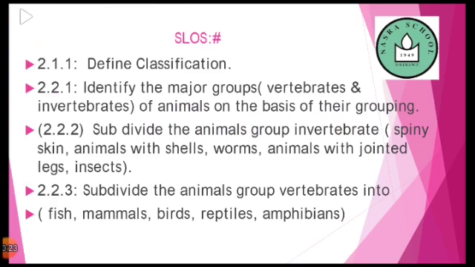Our today's SLOs are 2.1.1 Define classification. 2.2.1 Identify the major groups of animals on the basis of their groupings. 2.2.2 Subdivide the animal group invertebrate. 2.2.3 Subdivide the animal groups vertebrate.